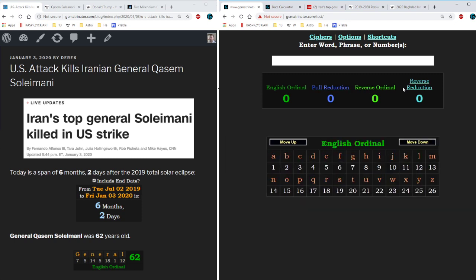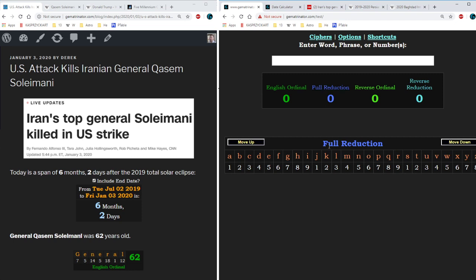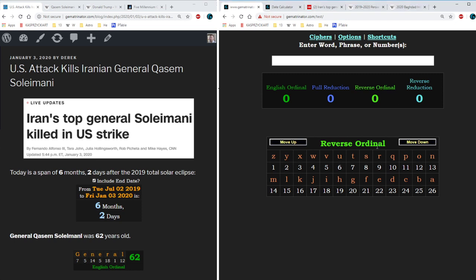There's a couple of other ciphers. Again, these are the same base 4 ciphers I teach in every single one of my videos. The two most important are English ordinal and full reduction, also called Pythagorean, which uses the rules of numerology to reduce each double-digit number to a single digit prior to adding it to the equation. These reverse ciphers simply turn the alphabetic order around so that Z is 1 and A is 26. Those are complementary ciphers.